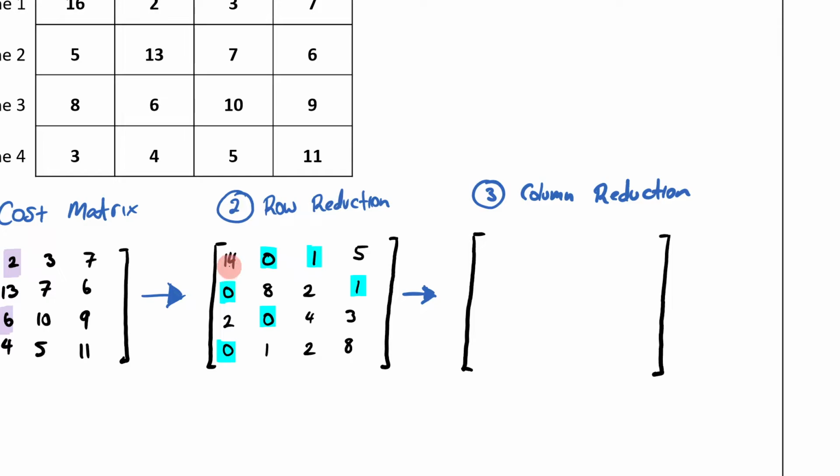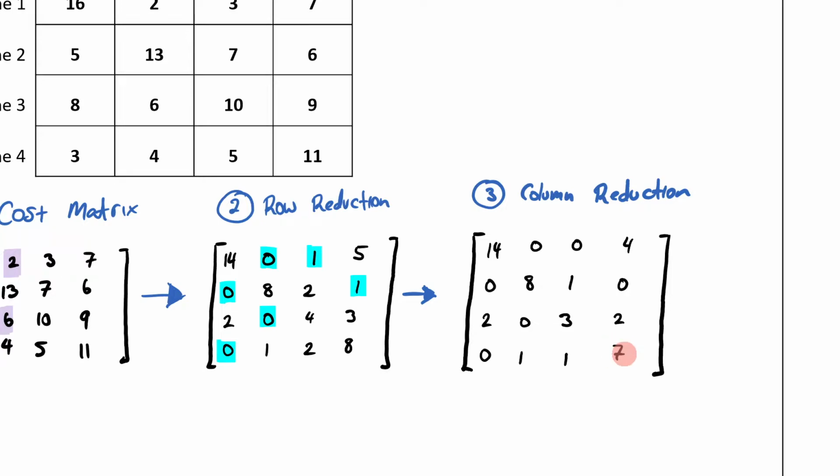You're subtracting 0. So 14 minus 0 is 14. 0 minus 0 is 0. 2 minus 0 is 2, and so on. Same logic for the next column, 0, 8, 0, 1. But for now, for this column here, we're subtracting 1. So it'll be 0, 1, 3, 1. For this one, we're subtracting 1. So it'll be 4, 0, 2, 7, 4, 0, 2, 7, 0, 1, 3, 1.